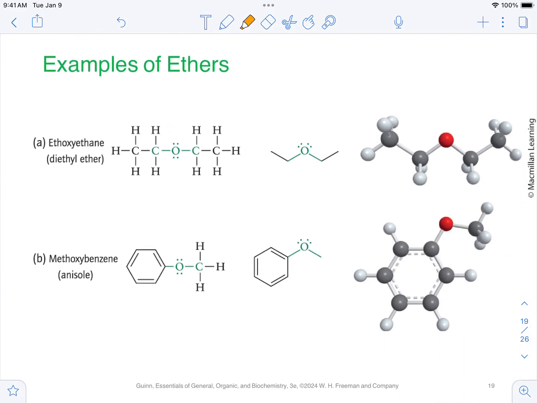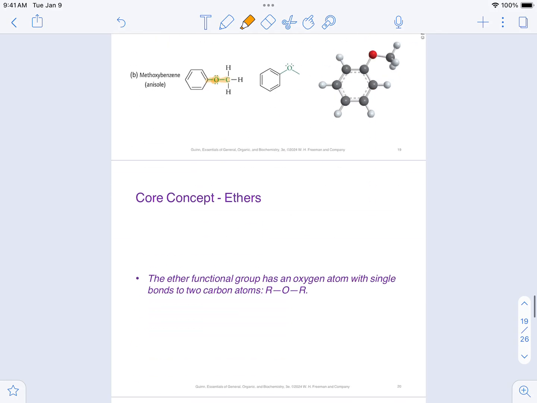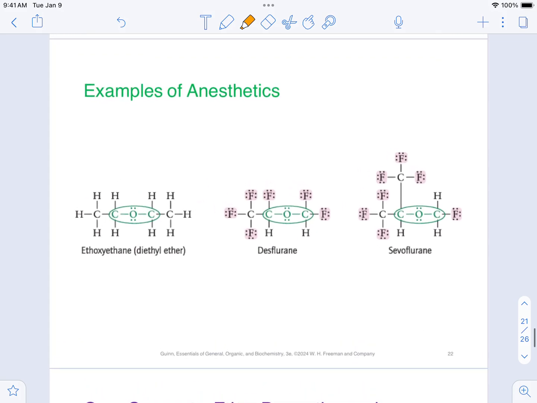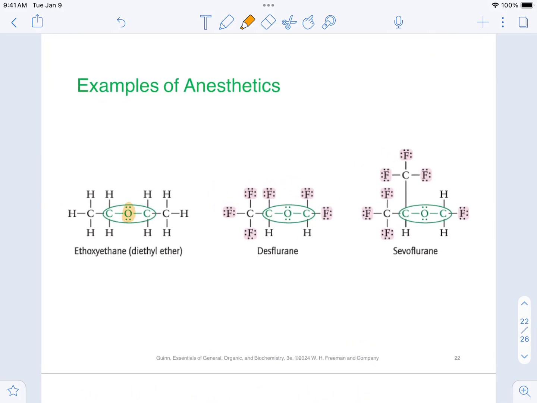So here are your ethers. Locate your carbon. It's bonded to 2 C's. Below, locate your carbon. It's bonded to 2 C's. So that is your giveaway that it is an ether. Ethers are used in anesthetics, so to put patients to sleep. O bonded to C's, O bonded to C's, O bonded to C's.